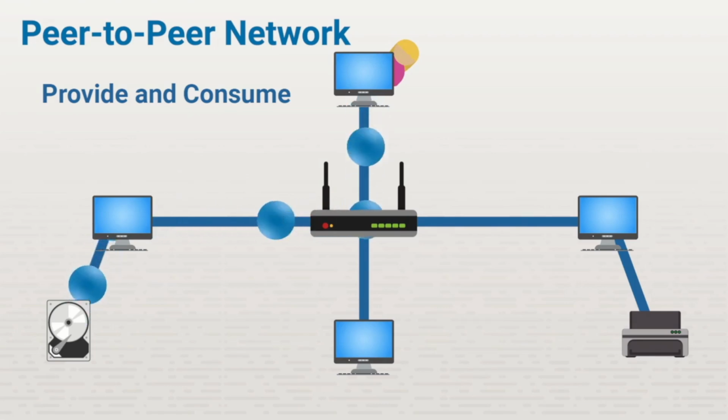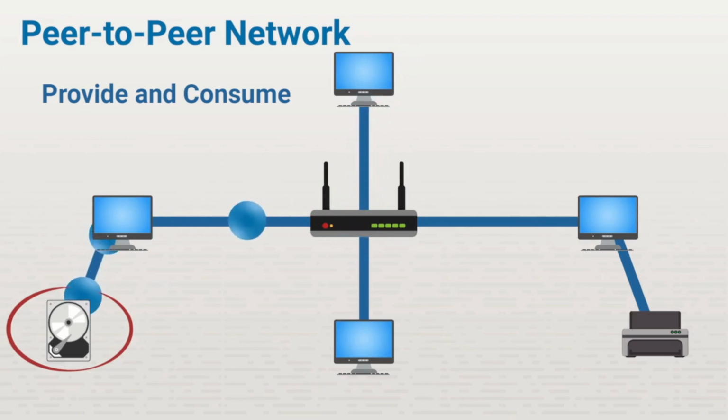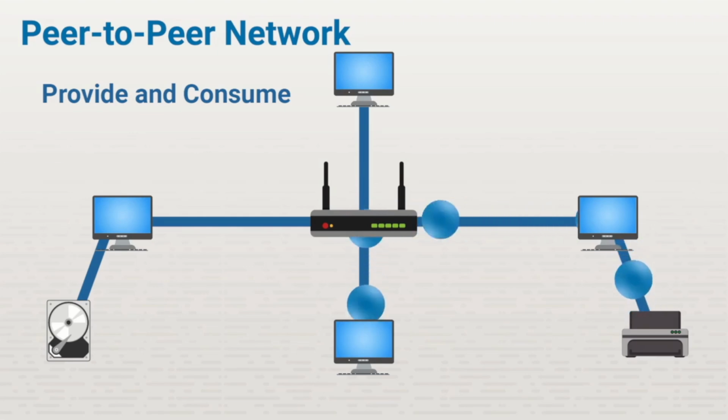As you can see in this situation, these network hosts both provide and consume network services at the same time. These two hosts provide a network service. This one provides printing, and this one provides storage. At the same time, all these hosts consume services. For example, this host prints to this workstation's printer, while this workstation saves files to the hard drive on this workstation. They function as both a client and as a server at the same time.